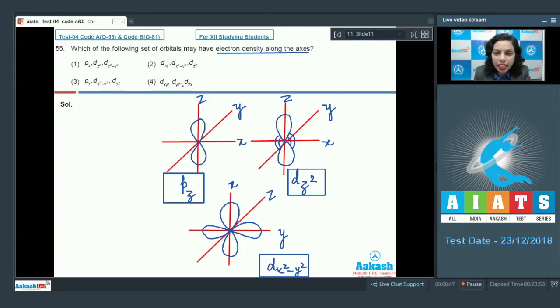Further, dxy, dyz and dzx. In case of dxy, lobes of orbital are between x axis and y axis. For dyz, the density is between y axis and z axis. And for the dzx, in that case also the lobe of orbital is between z axis and x axis, and that's why electron density would also be between axis, not on the axis. That is why this is also not the correct answer. So which option is correct? That we already chose here. That is option 1.